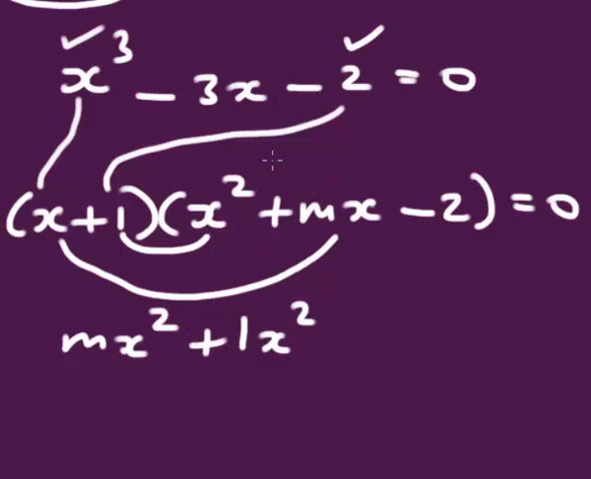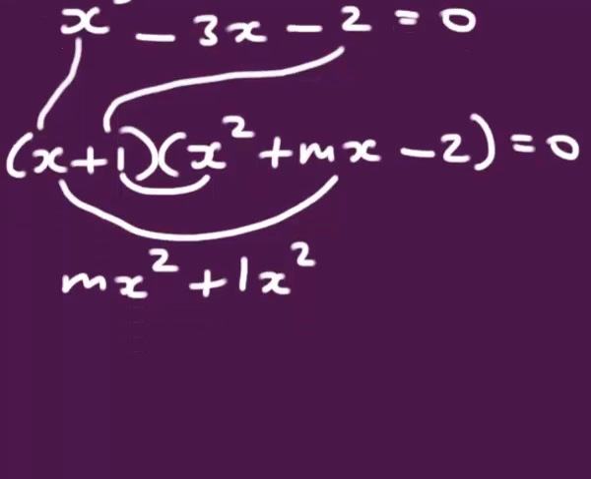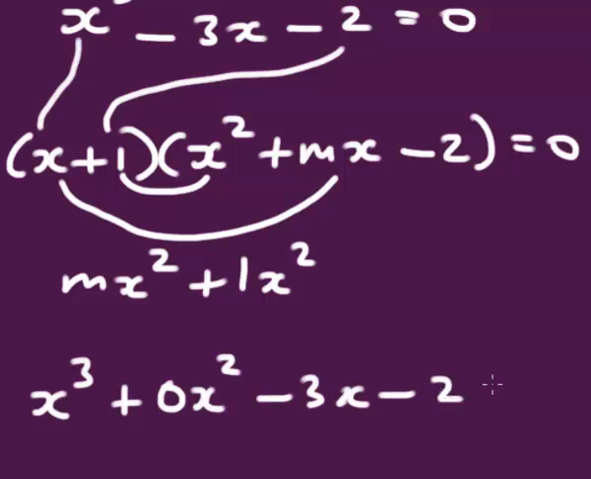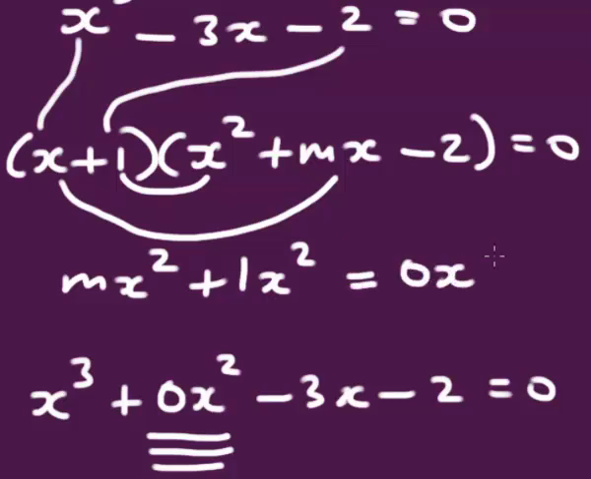But what do you notice here? There is no term in x squared. So this seems a bit of a problem. What do we need to do? We need to add in a term here. Your cubic will look like this: x cubed plus 0x squared, because there's no x squared term, then negative 3x minus 2 is equal to 0. So you're always going to add in the 0x squared if it's not there. You don't want a term in x squared.